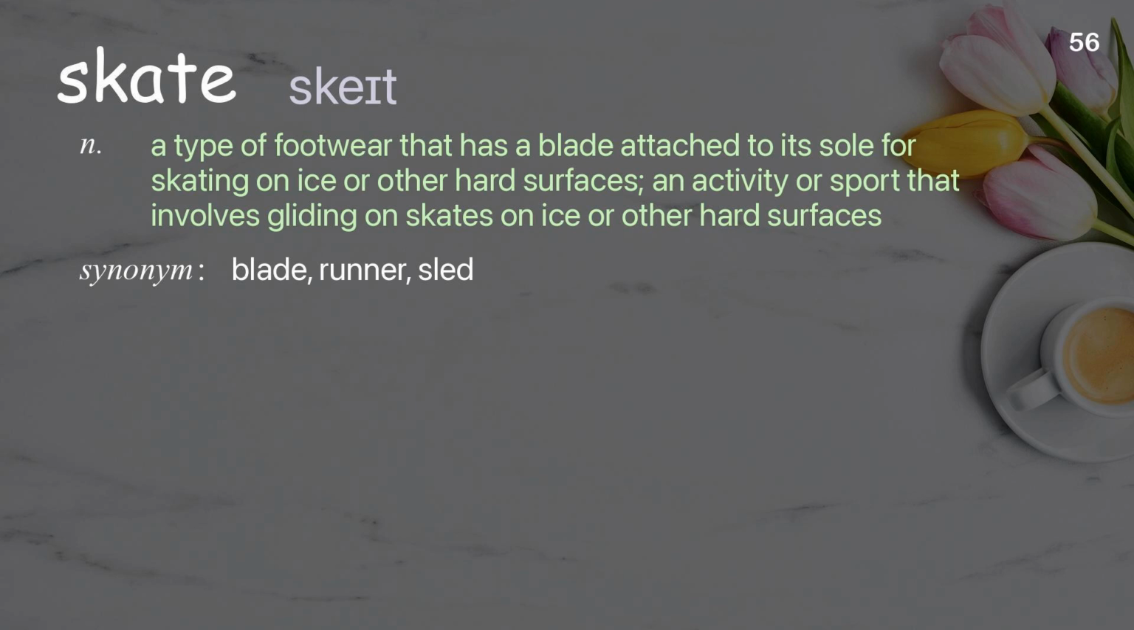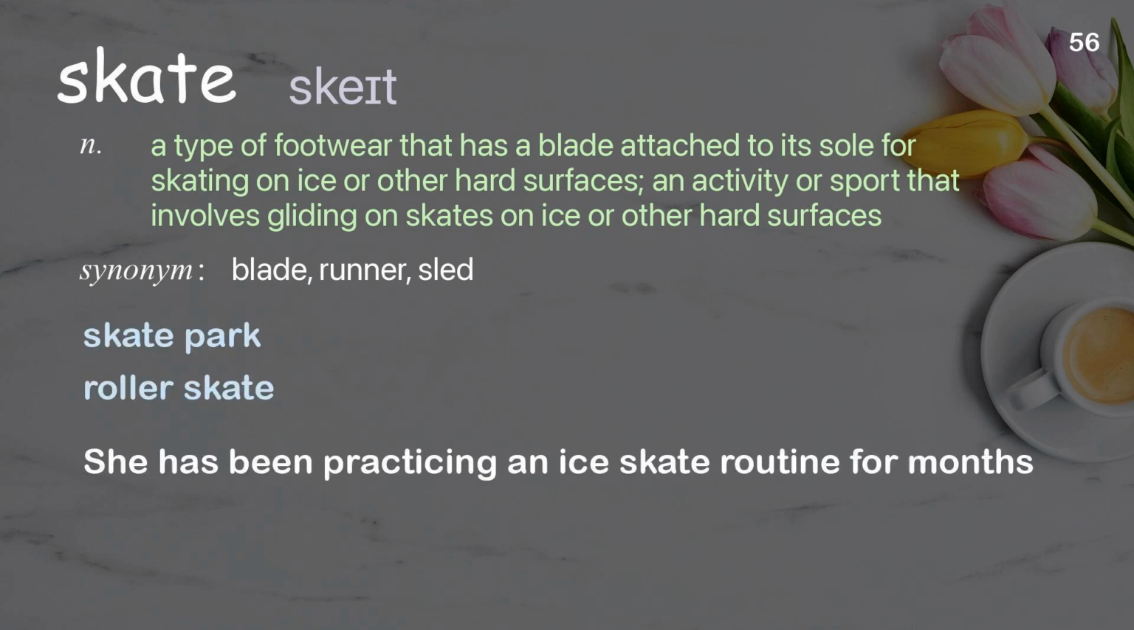Skate. A type of footwear that has a blade attached to its sole for skating on ice or other hard surfaces, an activity or sport that involves gliding on skates on ice or other hard surfaces. Examples. Skate park. Roller skate. She has been practicing an ice skate routine for months.